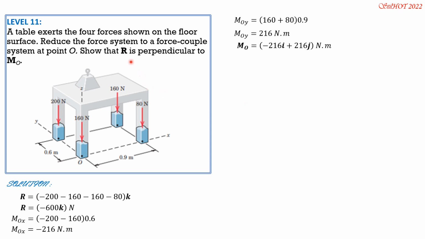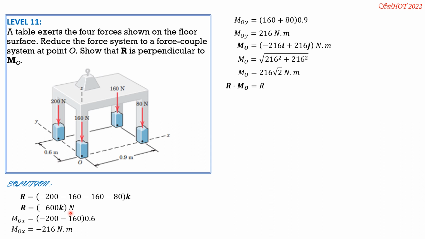To show that R is perpendicular to MO, we must determine the angle between them by dotting R with MO. The magnitude of MO is the square root of 216 squared plus 216 squared. So MO is 216 square root of 2 Newton meter. Then R has a magnitude of 600.